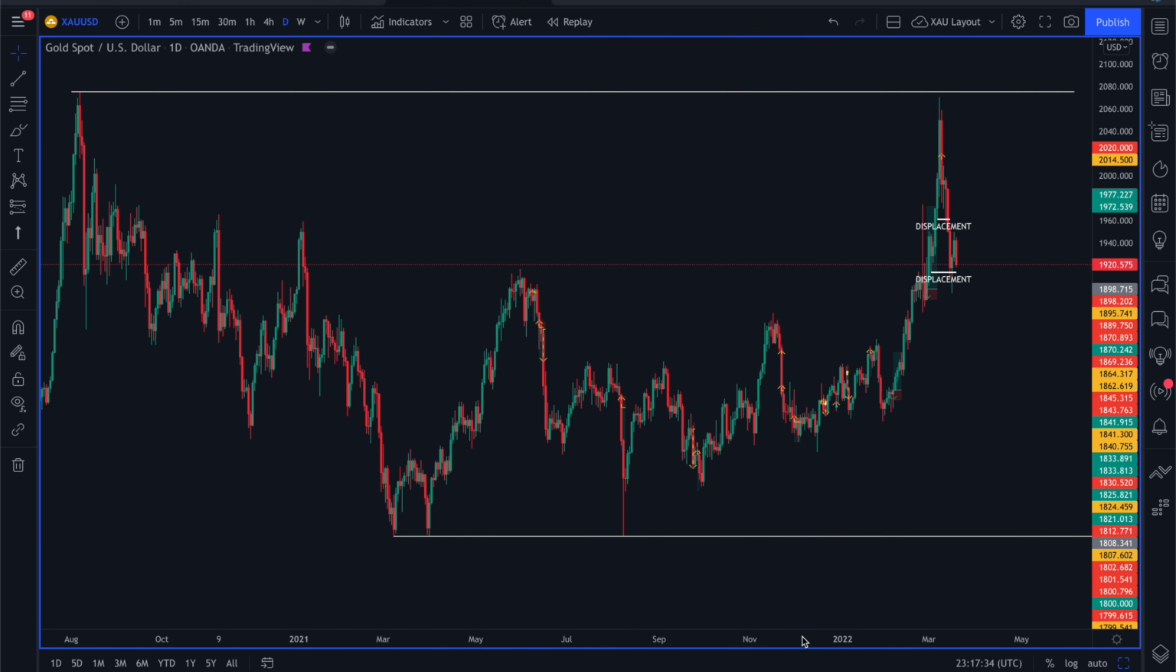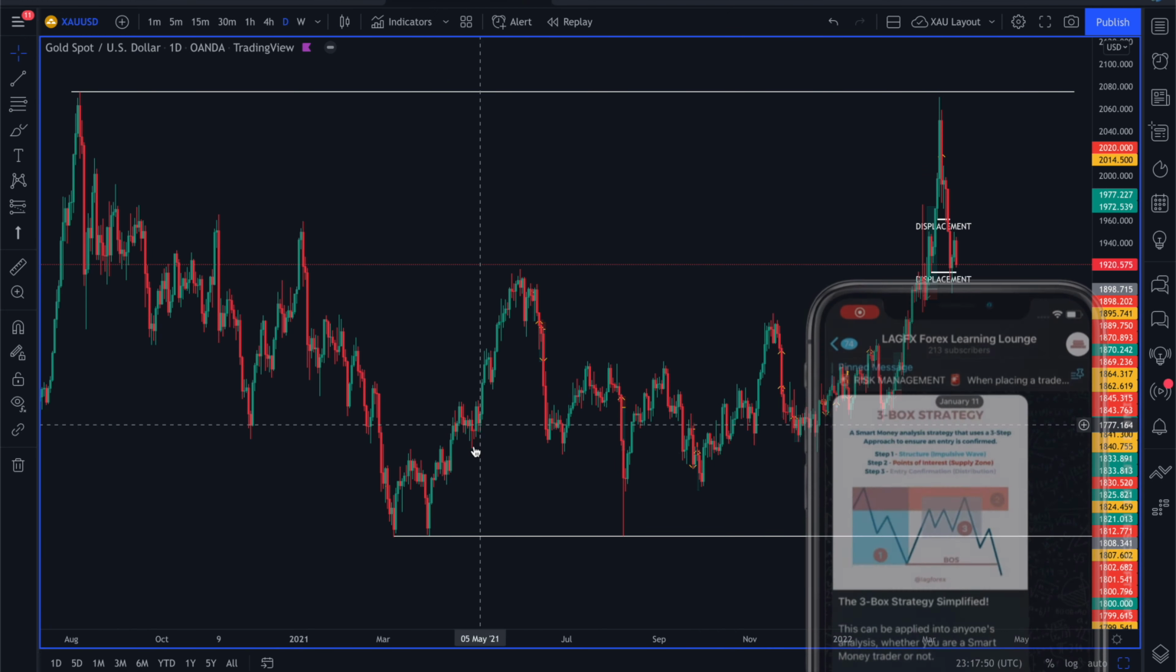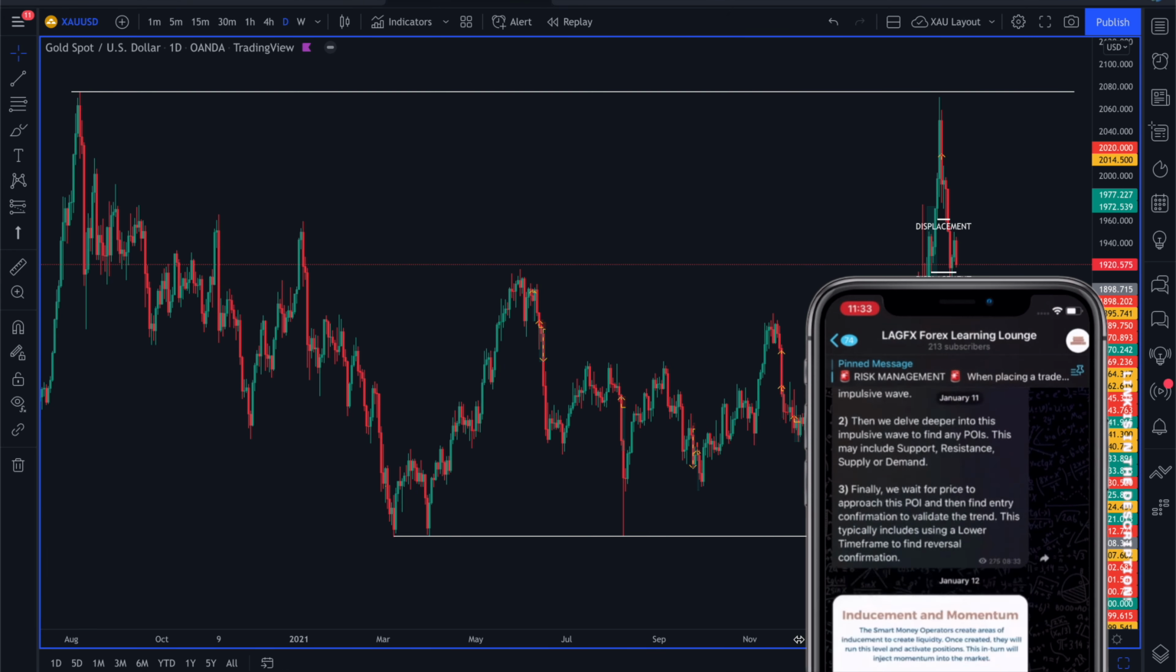Now, I've marked out two lines here. I've marked out the extreme high that was set back in August of 2020, and I've marked out an extreme low within this region. Now, price has failed to break either the high or the low. It's actually ranged within this.